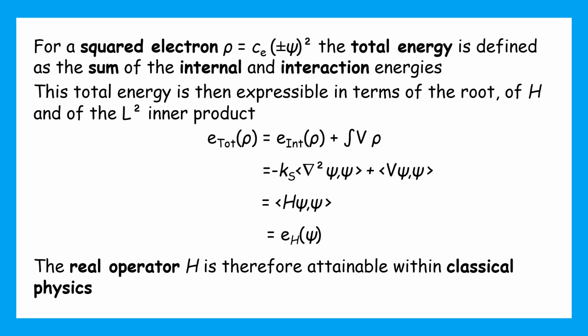Again, for a squared electron, the total energy is defined as the sum of the internal and interaction energies. This total energy is expressible in terms of the root of the Schrödinger real operator and of the L2 inner product. The real operator H is therefore attainable within classical physics.